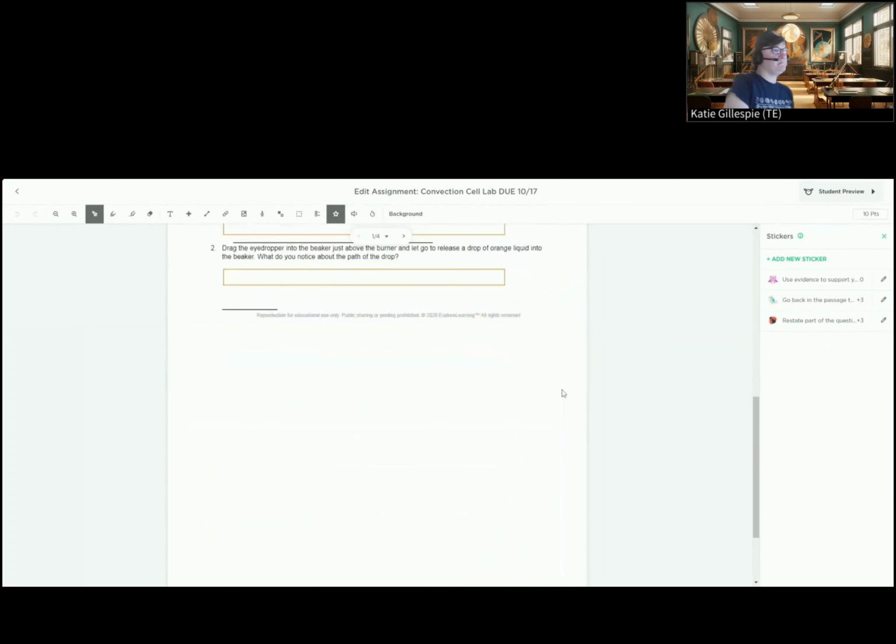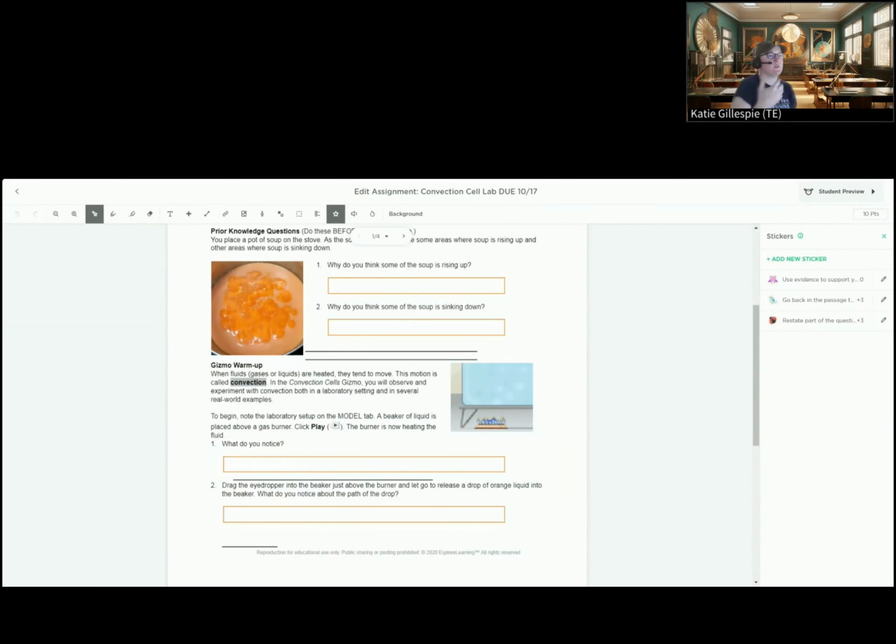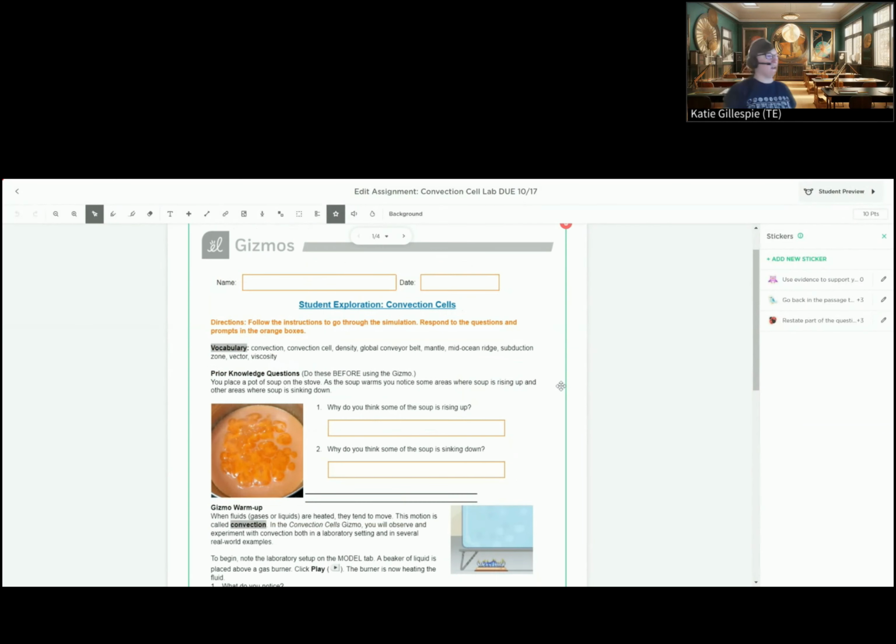To begin with, the prior knowledge, all of this vocabulary is stuff that you know already. Convection cells, density, global conveyor belt. If you did what you were supposed to do, the notes that are due Wednesday, Thursday are Miss Tarpon discussing global conveyor belts in the oceans, and that's what that refers to. The mantle, mid-ocean ridge, subduction zone, vector. We're not going to talk about viscosity. I took that out of this lab just because it was a little bit redundant and outside of our standards. I didn't think we really needed it. So you won't see viscosity in what we're discussing today or on your lab, okay?